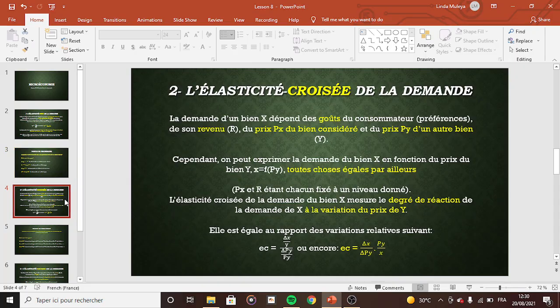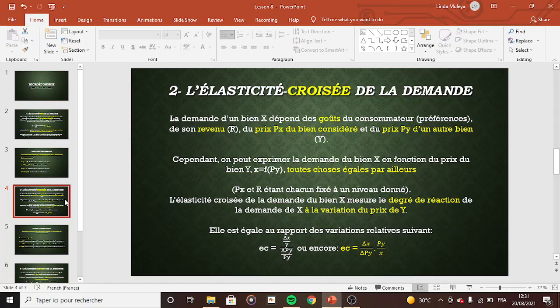So we'll go to our first line. La demande d'un bien X dépend du goût du consommateur, let's say their preferences, de son revenu R, du prix X, prix de X du bien considéré, et du prix de Y, d'un autre bien Y.